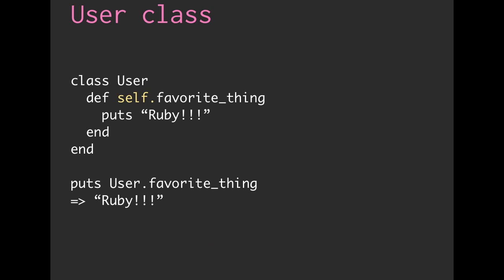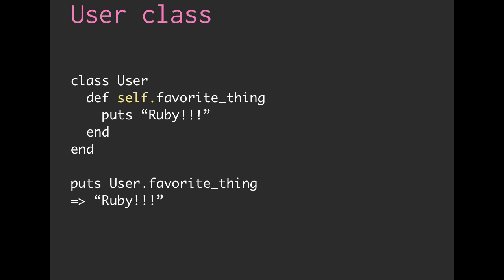So previously we had def favorite_thing. Well, if we define a method on self, which in the context of User is the actual User class, we're actually defining a method on the User class. So here we have def self.favorite_thing puts Ruby. In this context, we are saying, hey, we're going to create a class method. So this is a method on the class of User.